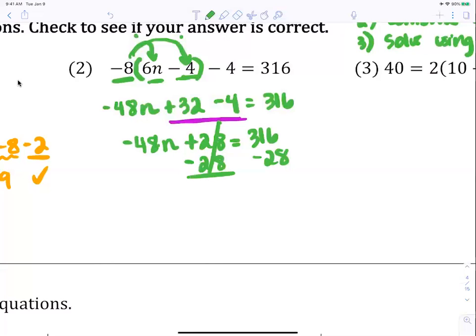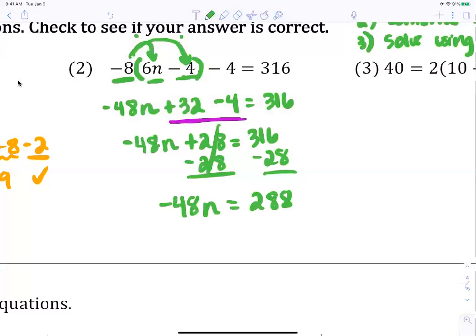So if I add 28 to both sides, is that something you can do? Yes, but 28 plus 28 doesn't cancel. That becomes 56. So just be careful. You can add anything you want to both sides, but you're looking for the number that's going to end up canceling it out. So 28 minus 28 ends up canceling out to 0. You're left with negative 48n equals 316 minus 28, which becomes 288.